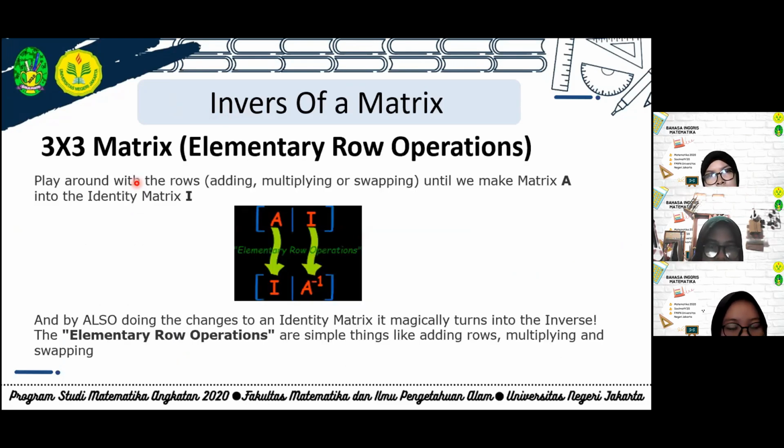Next, for a 3 by 3 matrix, we can use elementary row operations. The elementary row operations play around with the rows, such as adding, multiplying, or swapping, until we make matrix A into the identity matrix I. And by also doing the same changes to an identity matrix, it magically turns into the inverse. The elementary row operations are simple things like adding rows, multiplying, and swapping.